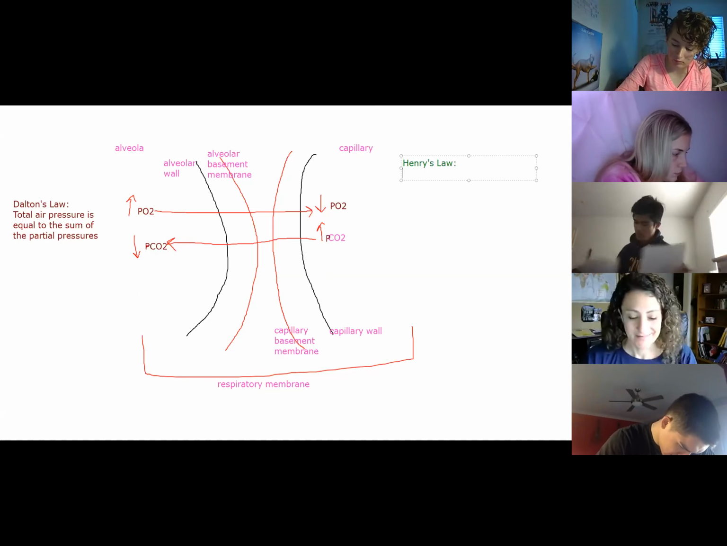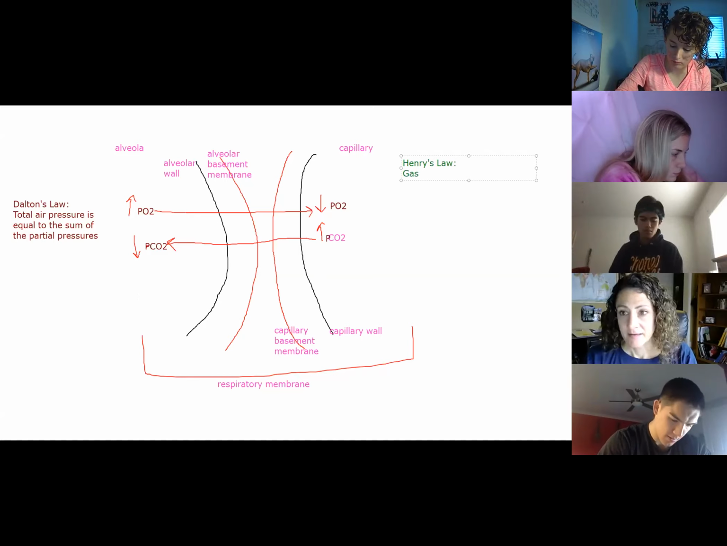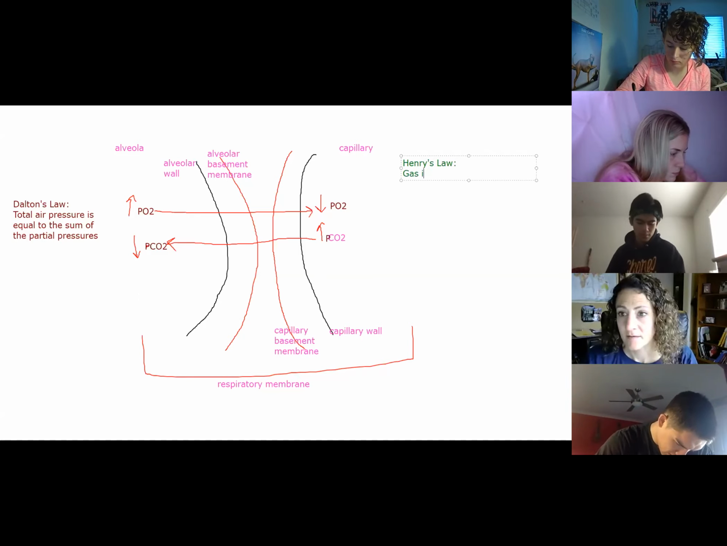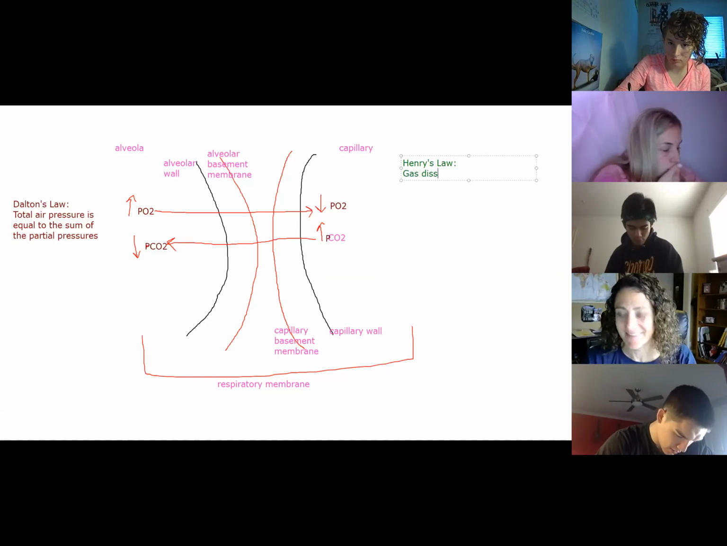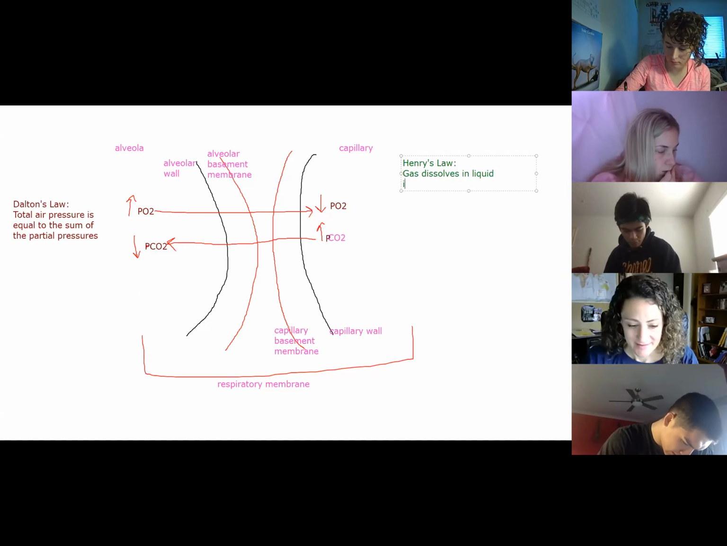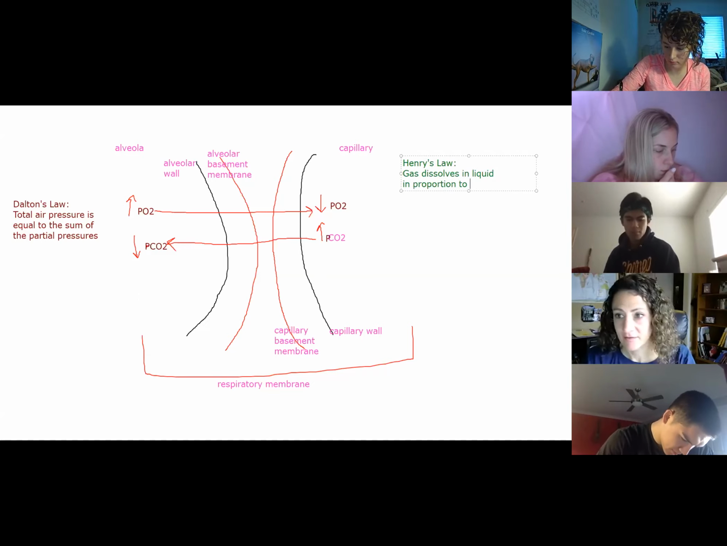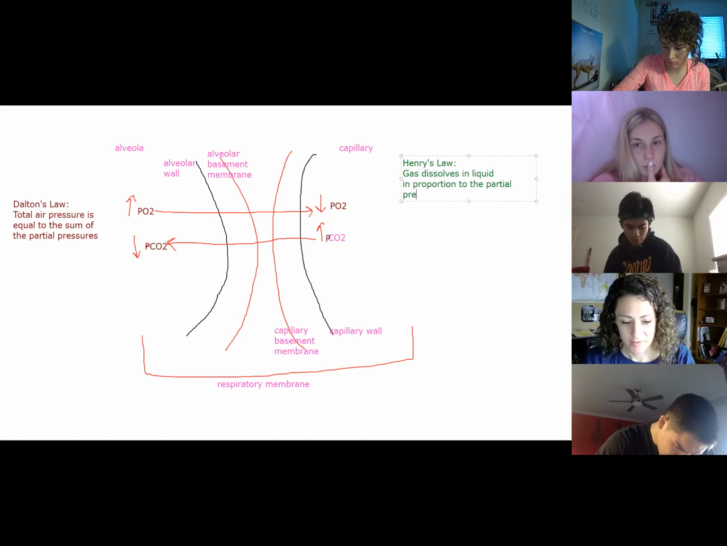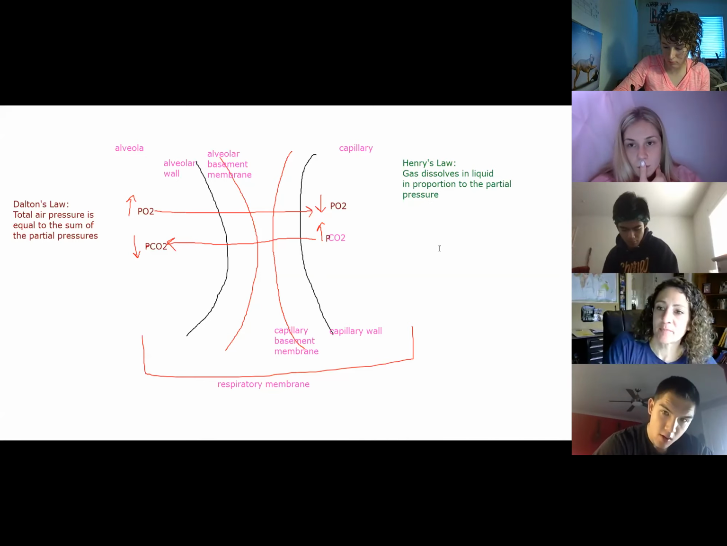Henry's Law says that gas dissolves in liquid in proportion to the partial pressure. Gas dissolves in liquid in proportion to the partial pressure.